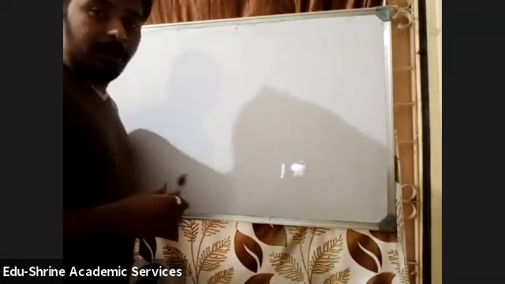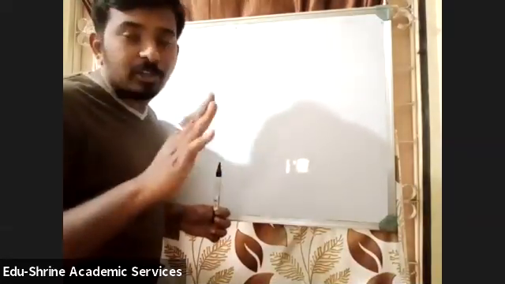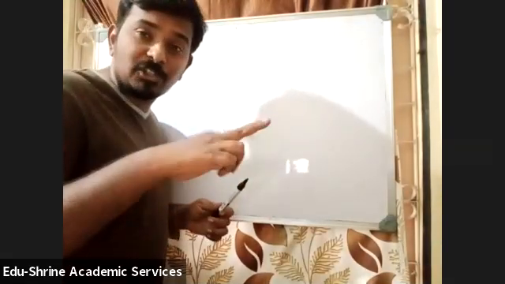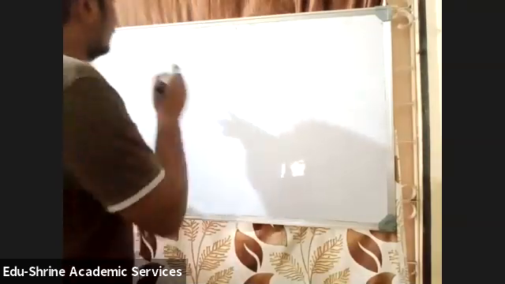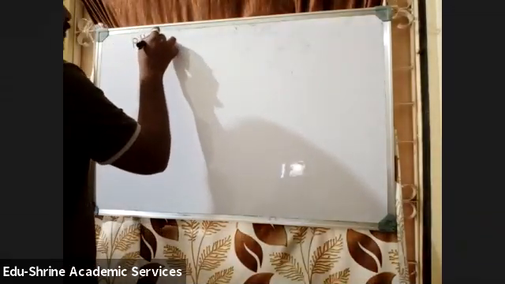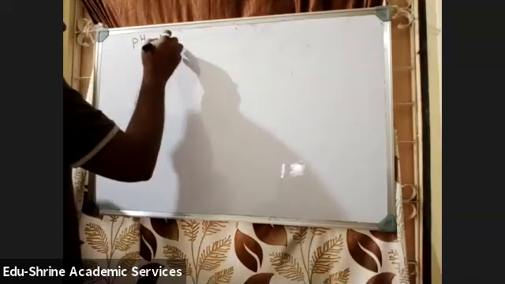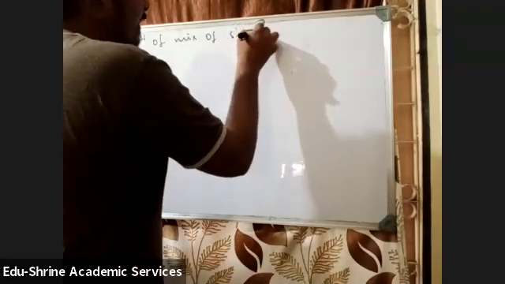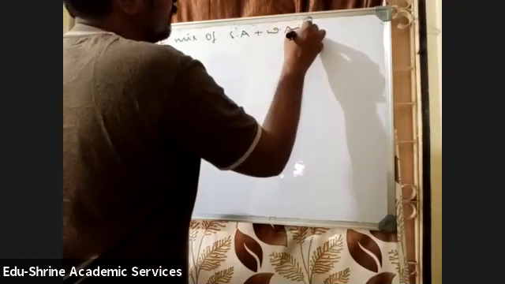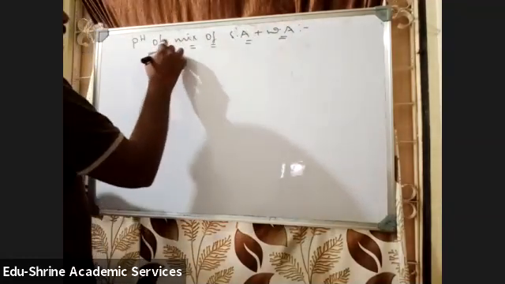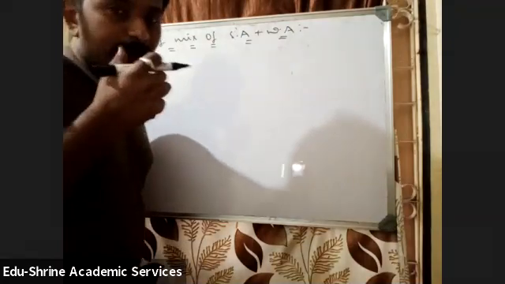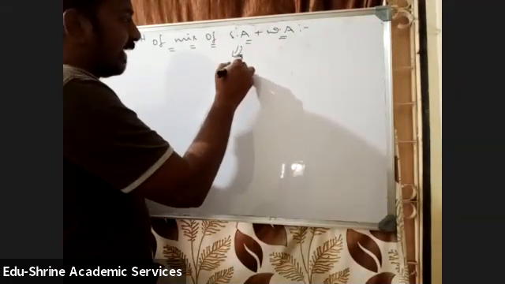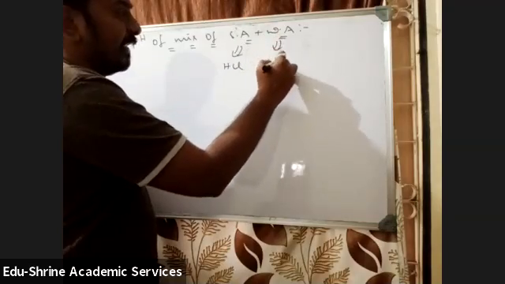Next cases. So we have done with mixture of weak acids and mixture of weak bases. The next one is there can be one strong acid and one weak acid. So that is the calculation of pH of a mixture of strong acid plus weak acid. An example of a strong acid is HCl, and an example of a weak acid is CH3COOH.